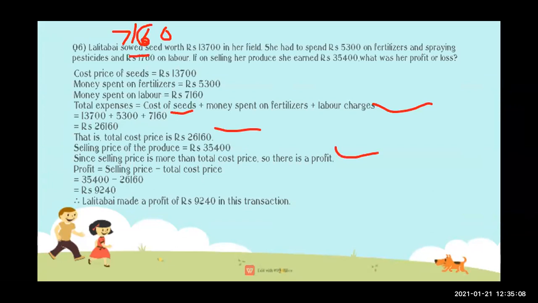Profit equals selling price minus cost price. So selling price is 35,400 minus cost price 26,160. So here Lalita Bai has made a profit of rupees 9,240. So here we have completed our practice set 32.